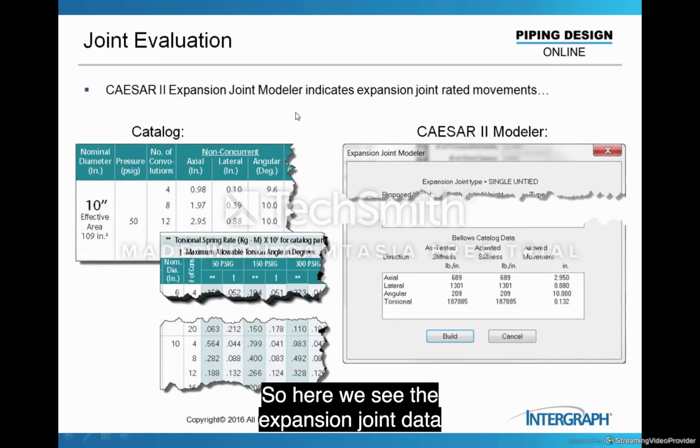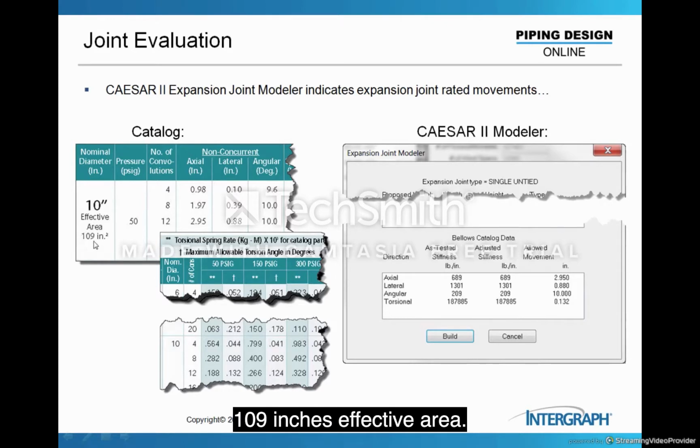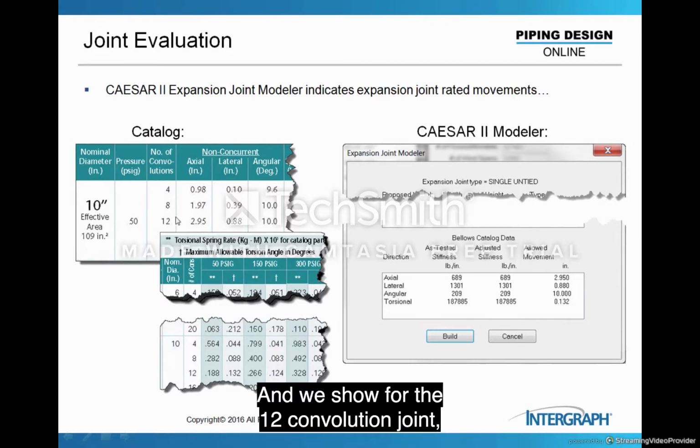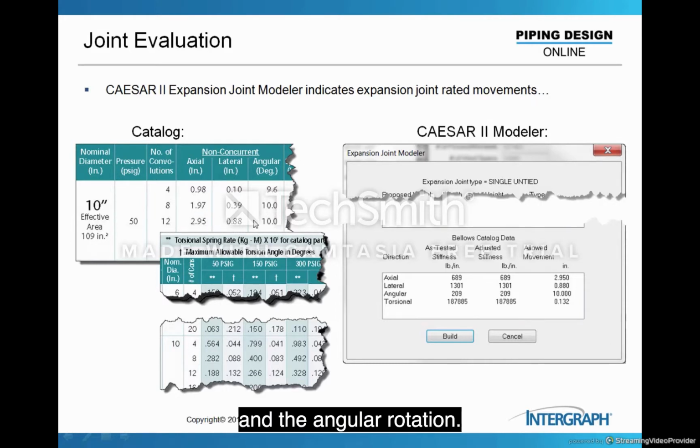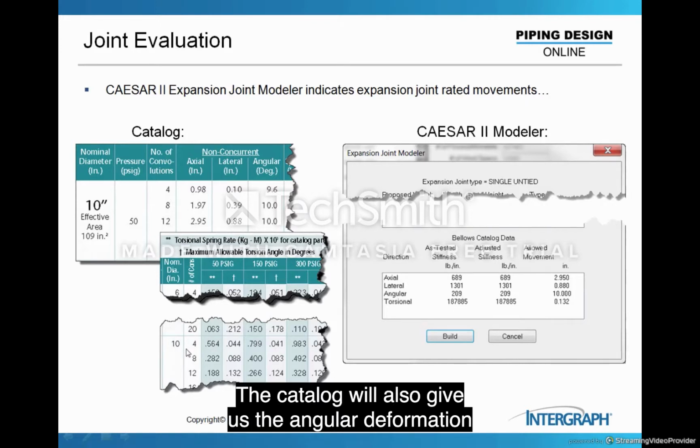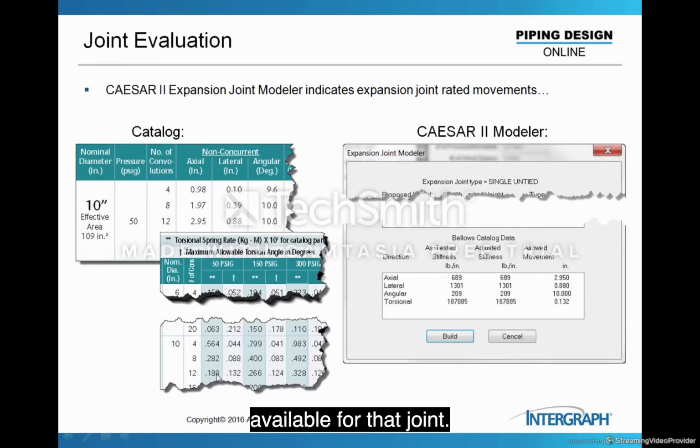So here we see the expansion joint data for the joint we have to look at here. We're using a 10-inch joint, 50-pound class, 109 square inches effective area. And we show for the 12 convolution joint the axial deflection, allowed non-concurrent, lateral deflection, and the angular rotation. The catalog will also give us the angular deformation available for that joint. Here we show it right here.